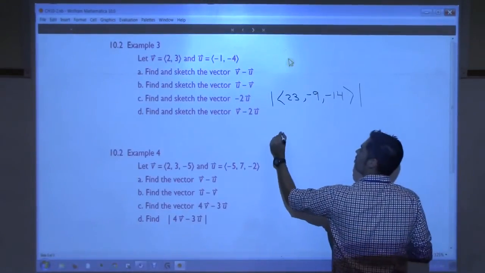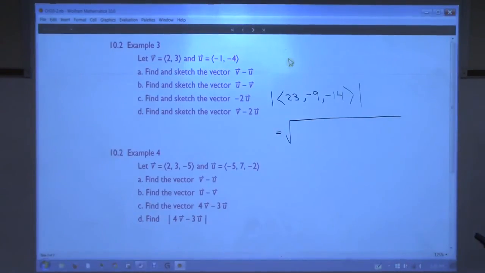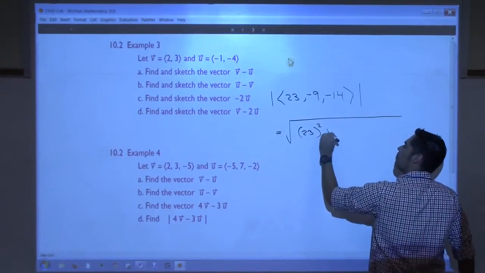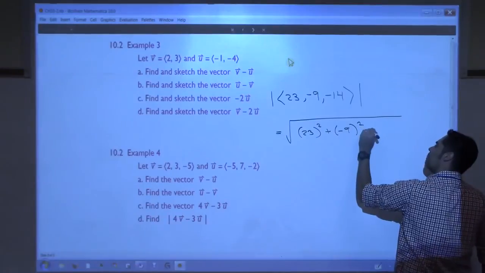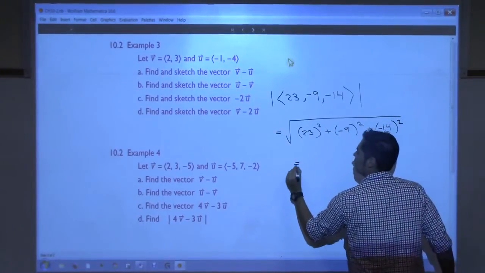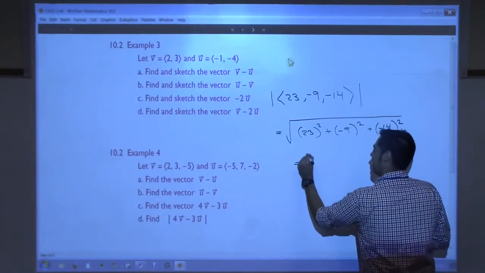So this should be equal to the square root of, all right, well, you have your calculator. What's 23 squared plus negative 9 squared plus negative 14 squared? So what's 23 squared? I thought y'all were going to help me out. I guess I'm on my own up here.